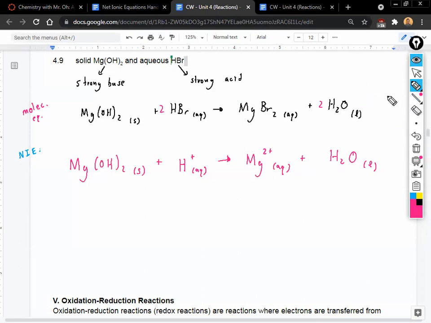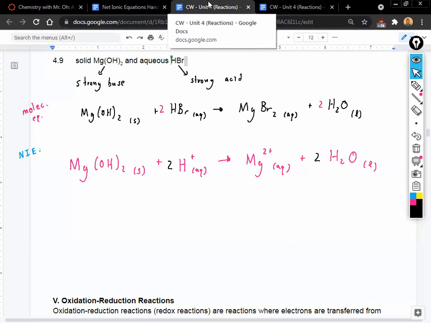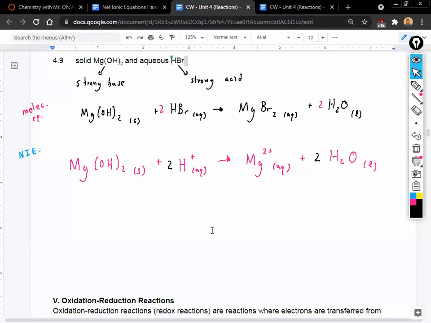All right, and then we also need to balance, which is going to be the same thing as before. We put a 2 in front of the H plus and a 2 in front of the H2O. And there you go. That's your molecular equation and the net ionic equation. I know this one was a little bit trickier just because it started with a solid base, but make sure you keep that in mind as you write your net ionic equations, okay? Everything that changes state of matter will be included in the net ionic equation, okay?